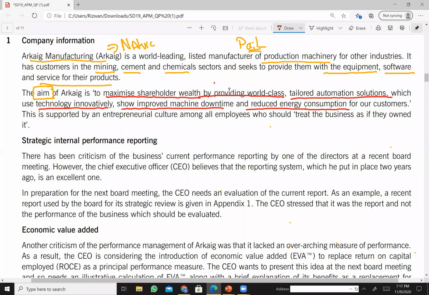This is supported by an entrepreneurial culture among all employees who should treat the business as if they owned it. So you need to have an entrepreneurial culture there. Now, what is entrepreneurial culture? It means that people should take ownership of the organization, accepting that this is my organization. It says this is what you need to achieve by promoting a culture where people consider this their business and take ownership. So according to PAPER, we have understood the purpose. The best thing is to break the aims into smaller and smaller parts. The more you break them, the easier it will be to check whether these are being reflected in the performance reports or not.